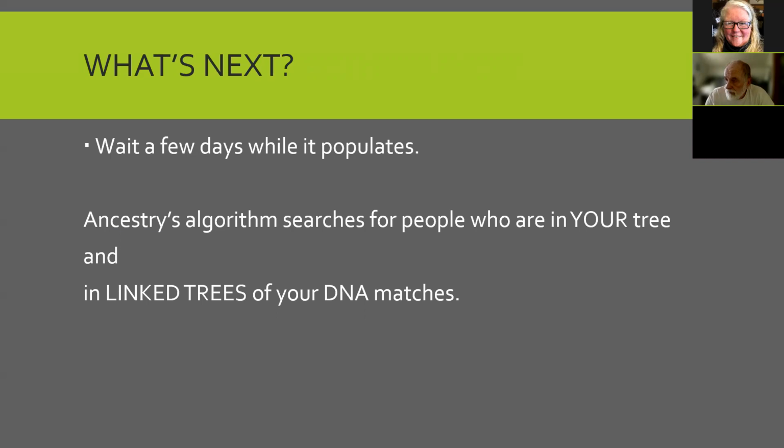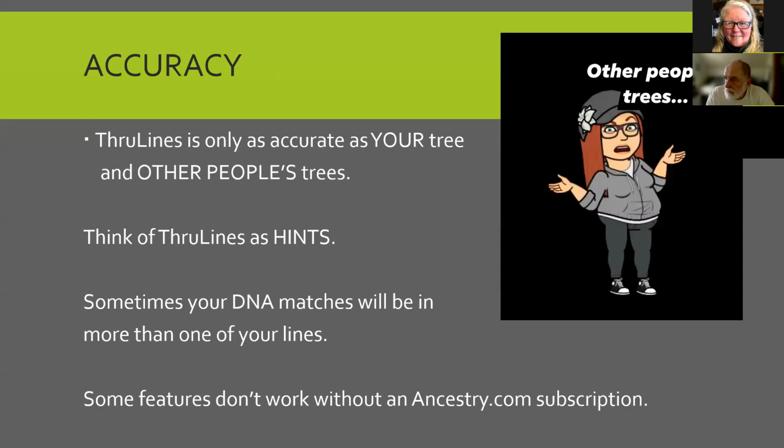Ancestry's algorithm searches for people who are in your tree and in linked trees of your DNA matches. So other people have to have their DNA in their tree, and those trees are what show up in Through Lines. Now, accuracy: Through Lines is only accurate as far as your tree is accurate and other people's trees are accurate. We all know other people's trees, maybe not ours or maybe ours, have some issues sometimes. So you want to be thinking about Through Lines as a really awesome hint generator. And sometimes your DNA matches will be in more than one of your lines. Some people might be related to you in more than one way.